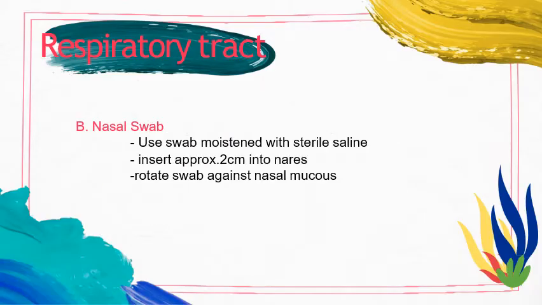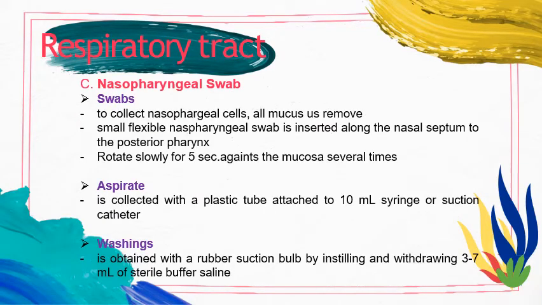Your nasal swab: use a swab moistened with sterile saline. Insert approximately 2 cm into the nares and rotate the swab against the nasal mucus. Your nasopharyngeal swab is to collect nasopharyngeal cells. All mucus is removed, and a small flexible nasopharyngeal swab is inserted along the nasal septum to the posterior pharynx. Rotate slowly for 5 seconds against the mucosa several times, and then aspirate.